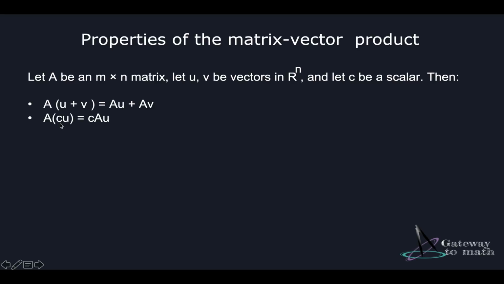The second property is if you have a scalar c and a vector u. If you multiply the scalar with the vector and then multiply it with the matrix, it will be equal to multiplying the matrix with the vector and then multiplying it with the scalar value. So this property also holds good for a matrix vector relationship.